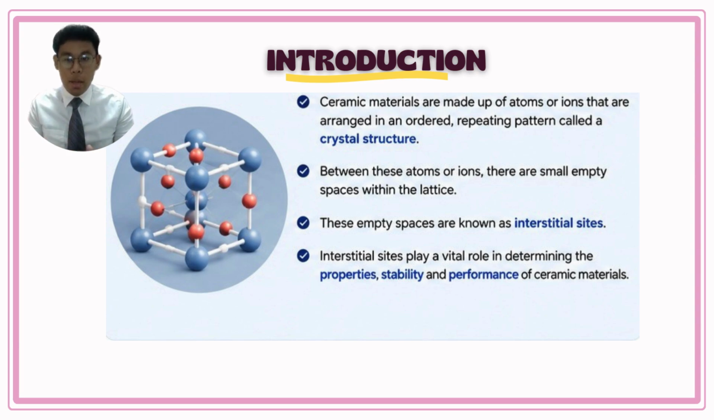So, what is ceramic? Ceramic materials are made of atoms or ions that are arranged in an ordered repeating pattern called a crystal structure. As you can see in the figure shown, there is an example of atoms at the edge and at the surface. Between these atoms or ions, there are small empty spaces within the lattice. What we call these empty spaces are known as interstitial sites. Interstitial sites play a vital role in determining the properties, stability, and performance of ceramic materials.